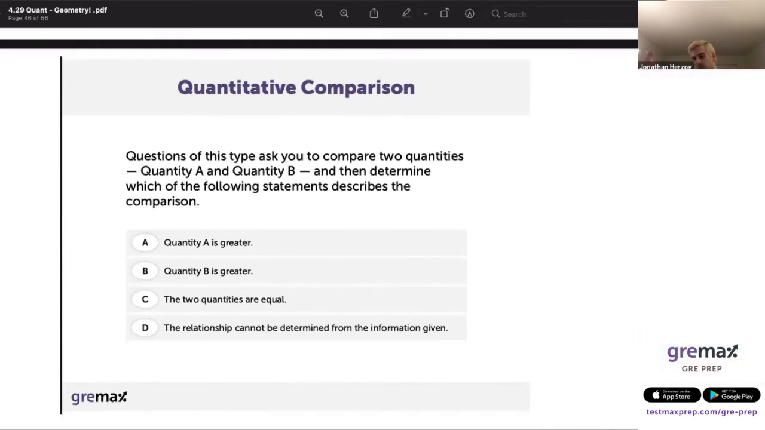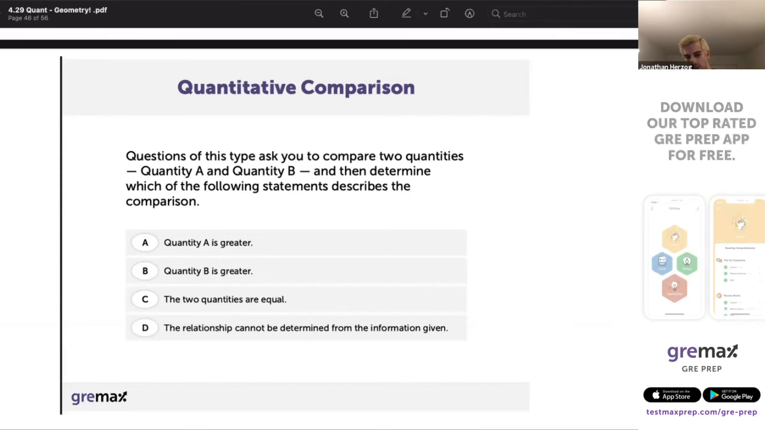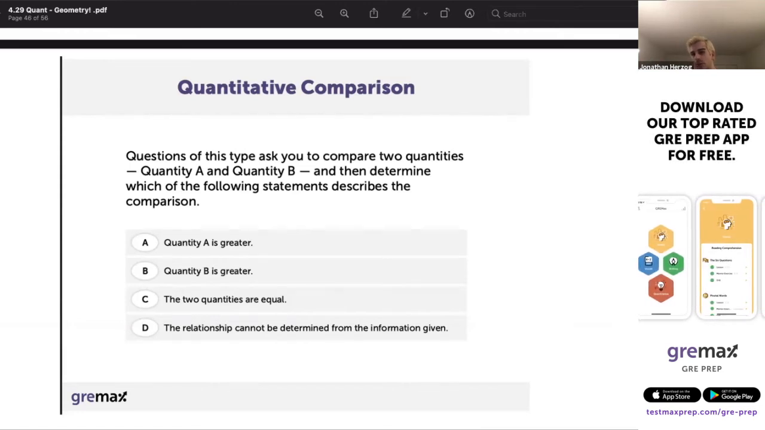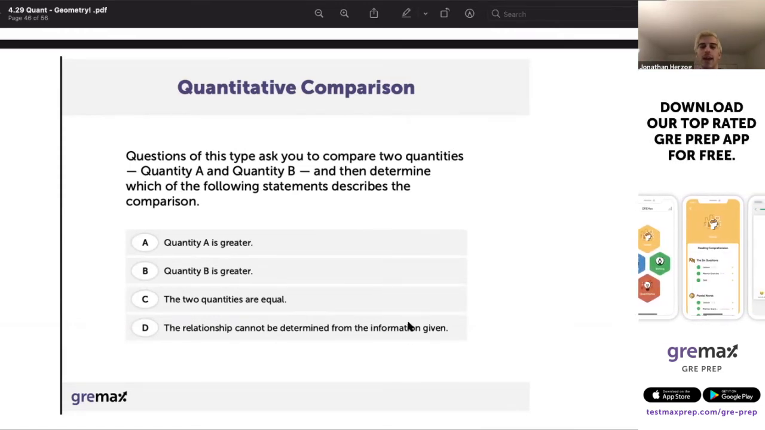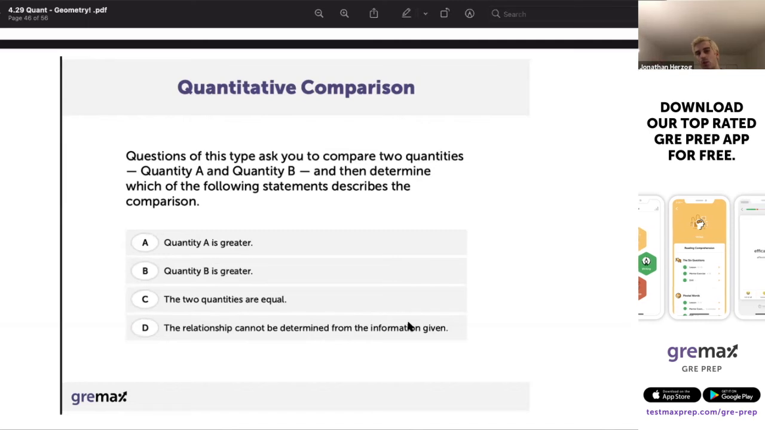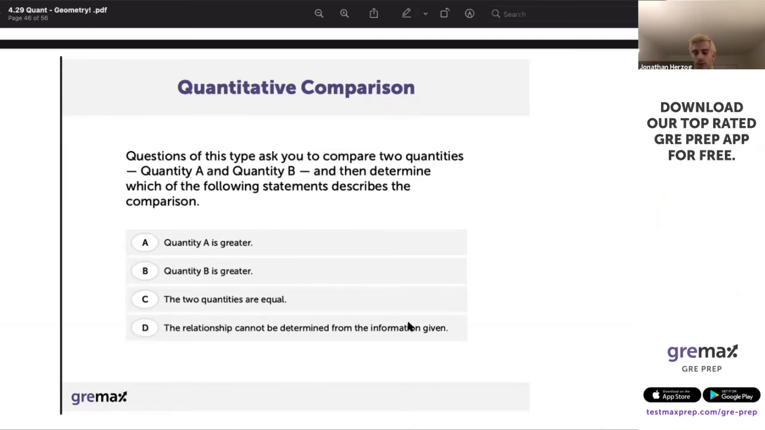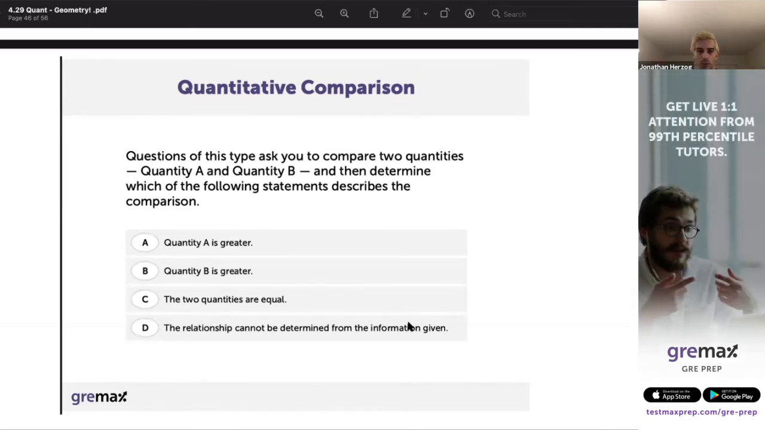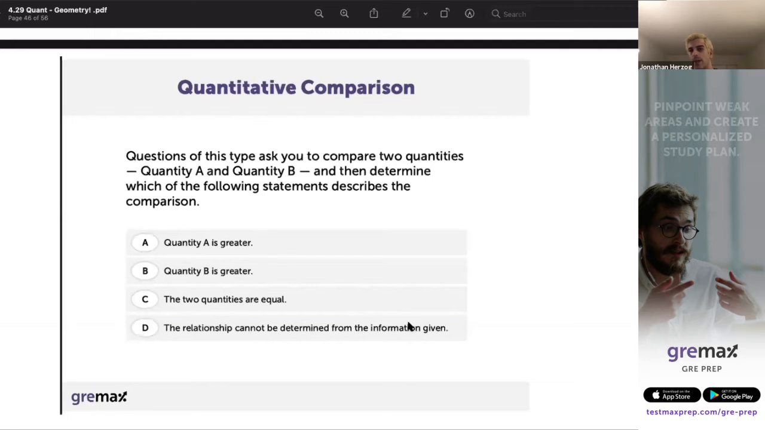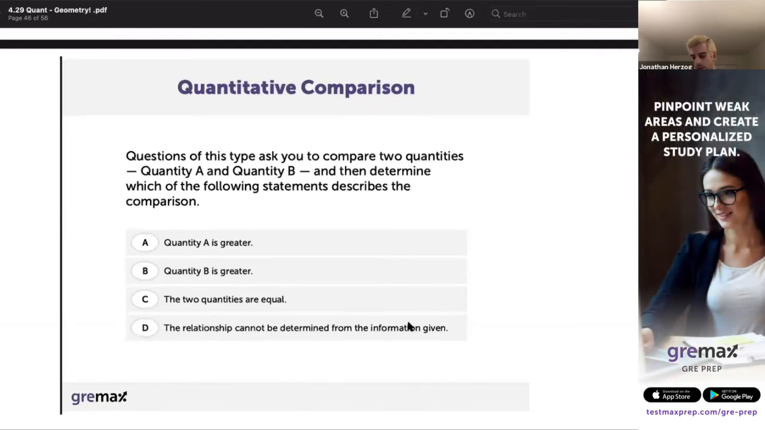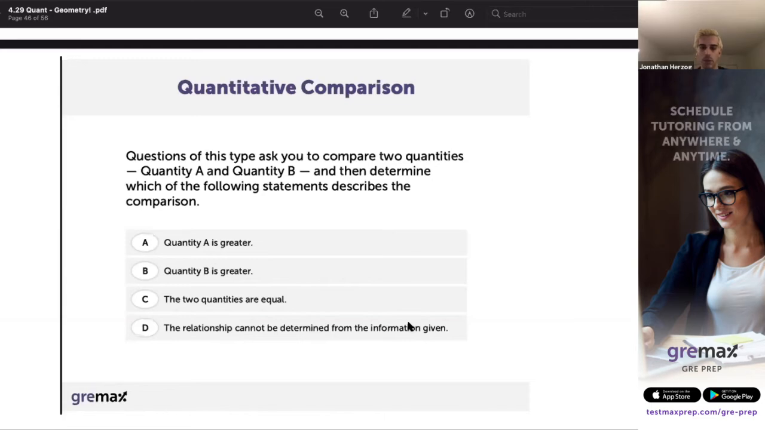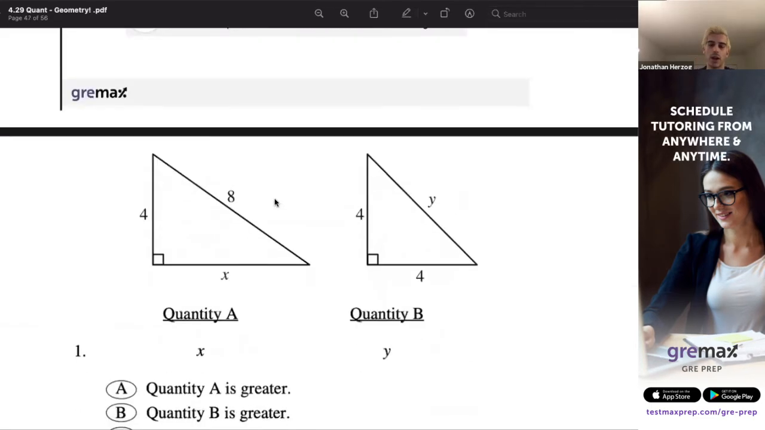30,000-foot overview of the tools in our toolbox as they pertain to geometry. Now being applied to real actual GRE quant comparison questions focused on geometry. Quant comparison, we're looking at two different quantities, the emphasis not being, hey, crunch the numbers, but hey, do the reasoning. Choice A is always bigger, B is always bigger, C, they're equal, D, I don't know.